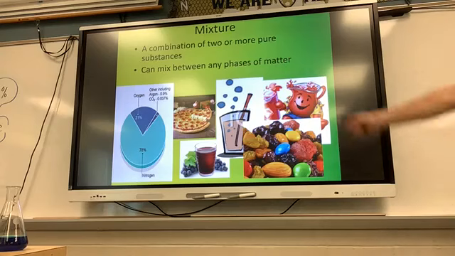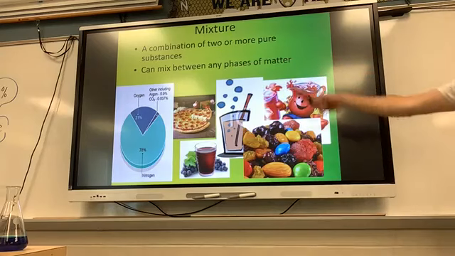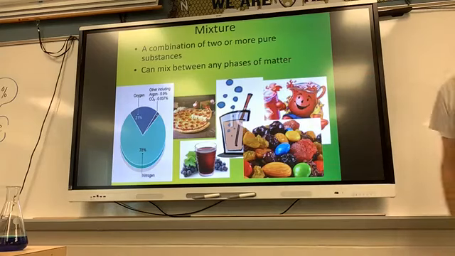What's that? Examples? All these are examples: pizza, grape juice, chocolate milk, trail mix, Kool-Aid. All examples of mixtures.